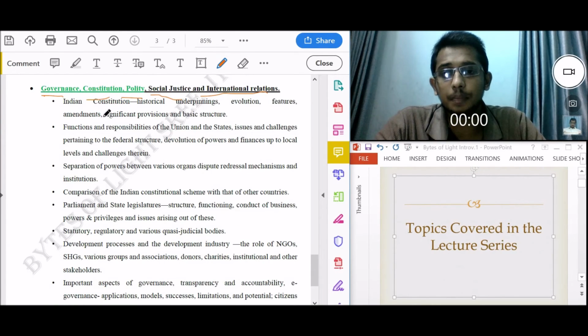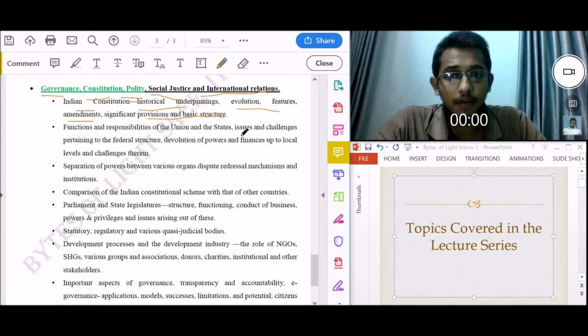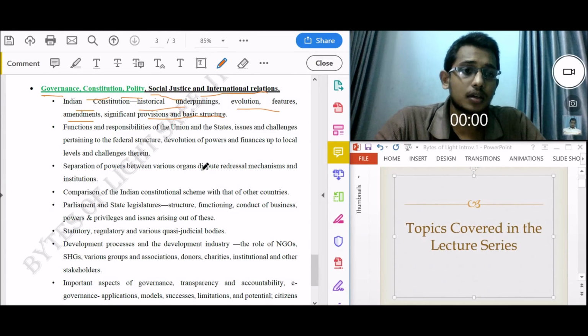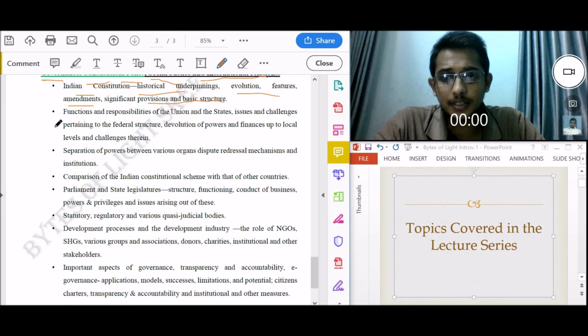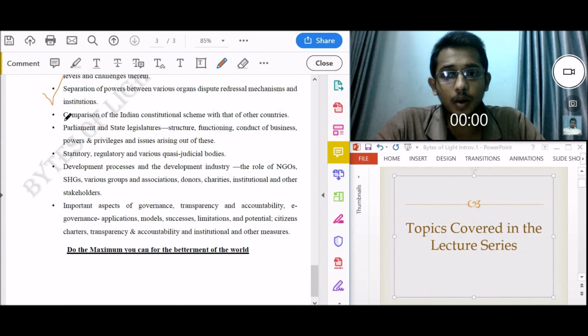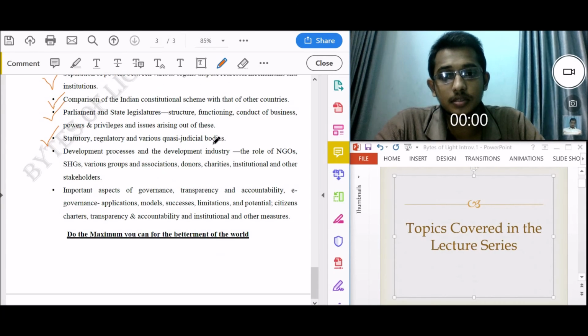If you see these topics, Indian Constitution, historical underpinnings, evolution, features, amendments, significant provisions, and basic structure, we have covered it in our lecture series. And functions and responsibilities of union and states, separation of powers, comparison of the Indian constitutional scheme with that of other countries, parliament and state legislatures, statutory, regulatory, various quasi-judicial bodies. This is the last topic.